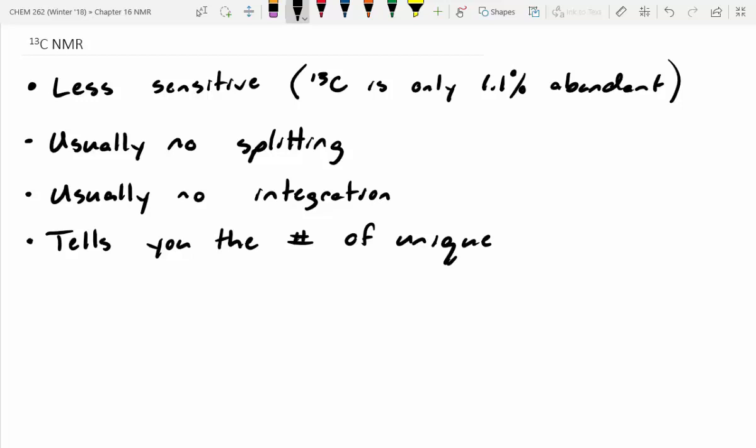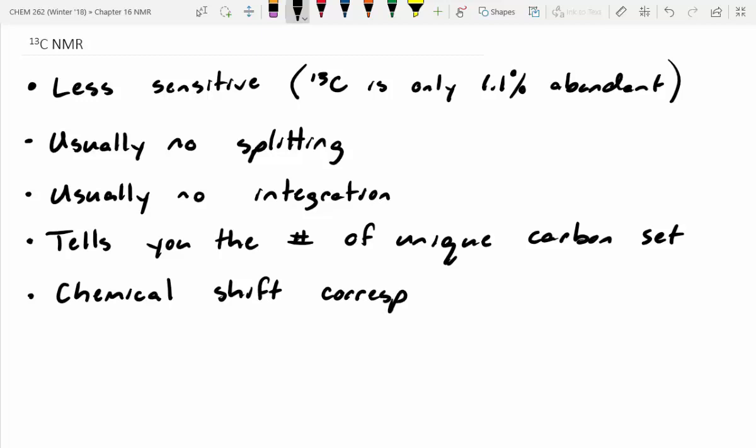Number of unique carbon sets. So just like your pod that you did a few days ago, you anticipated the number of unique carbon sets, you can correlate that to your carbon NMR. The other thing too is that the chemical shift corresponds to functional group. Meaning the carbon that's attached to a CO double bond is going to show up at a very, very different chemical shift or ppm than something that's attached to a methyl group, for example. So you can use that really quickly.